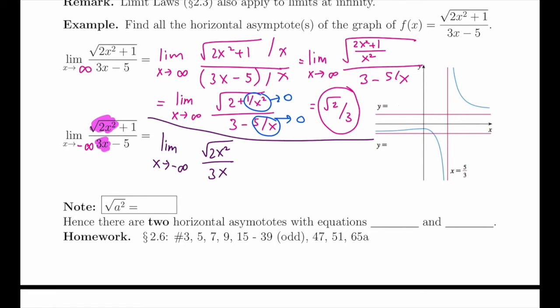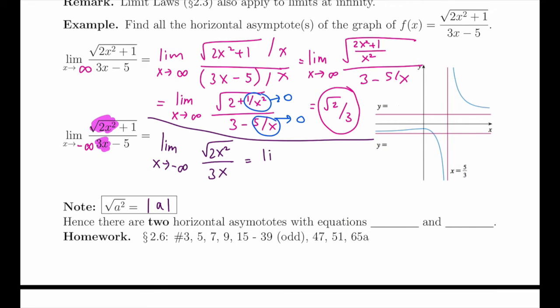Now this one's actually a little bit tricky. Because x is going towards negative infinity, square root of x squared is not x. Square root of a squared is not a, it's the absolute value of a, right? For example, square root of negative 2 squared is square root of 4, which is 2, not negative 2. The negative disappeared.